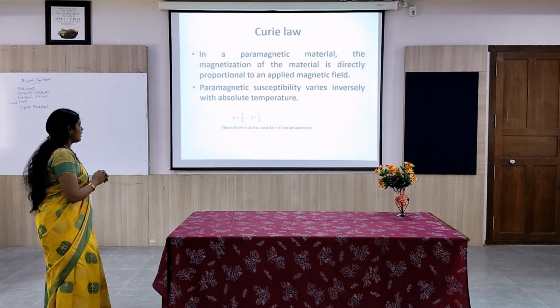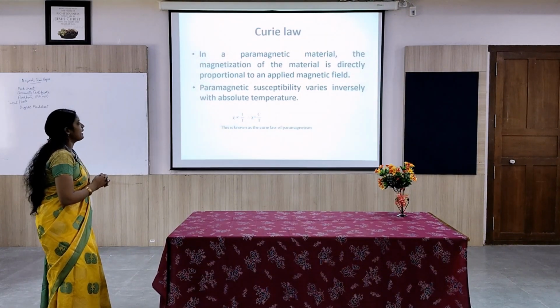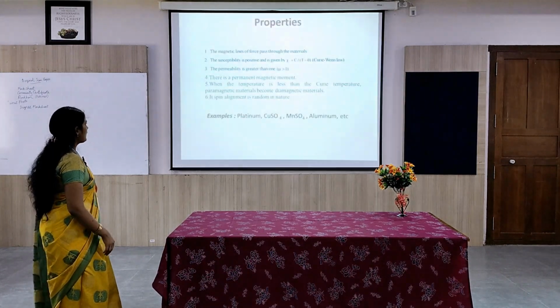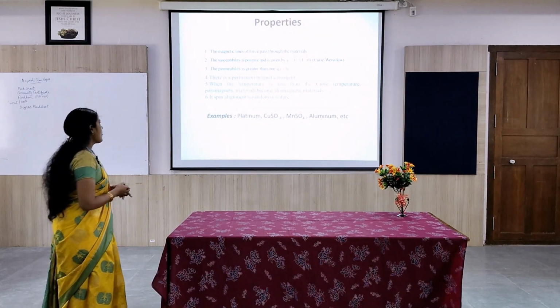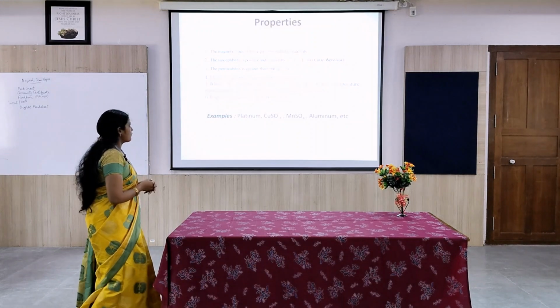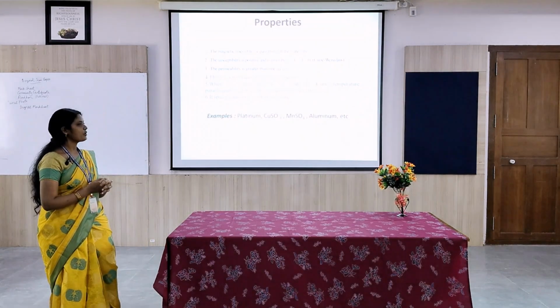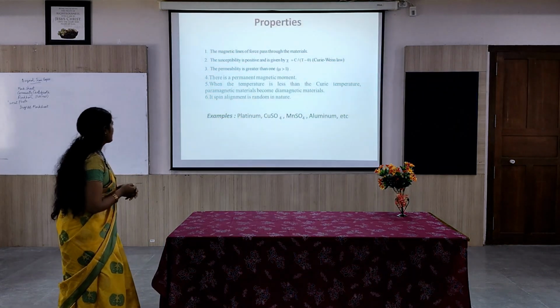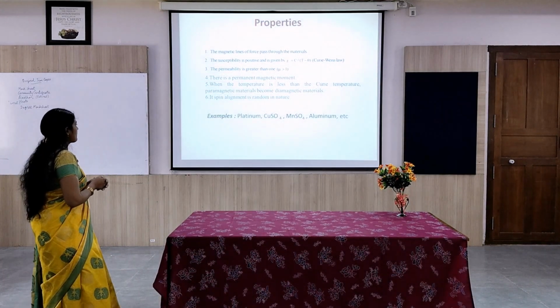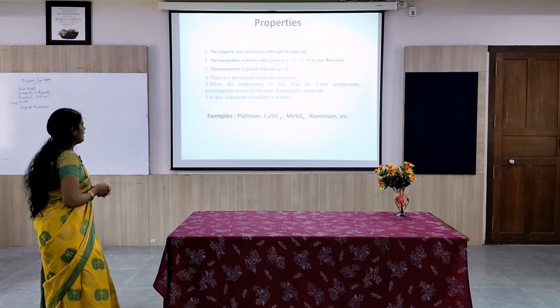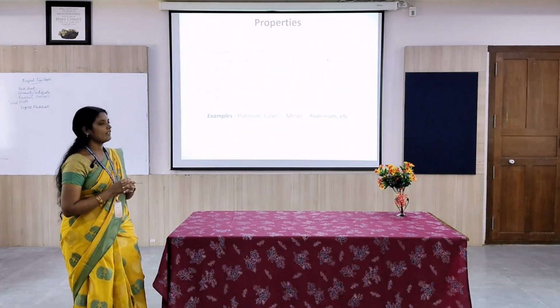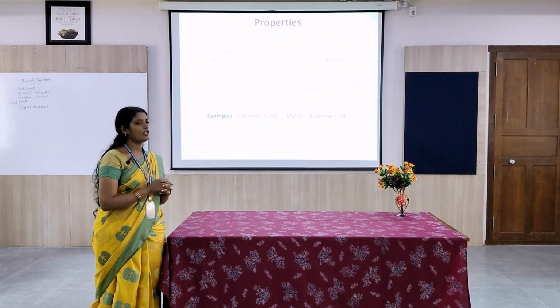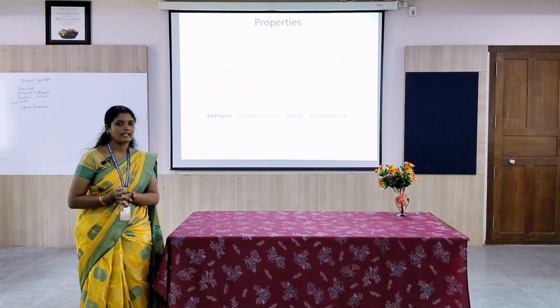This equation indicates the Curie law of paramagnetism. Next, properties of paramagnetic material. It attracts the magnetic lines of force strongly. It has a positive susceptibility, permeability greater than 1, and permanent dipole moments with spins randomly oriented. When the temperature of the paramagnetic material increases, it automatically converts into a diamagnetic material.